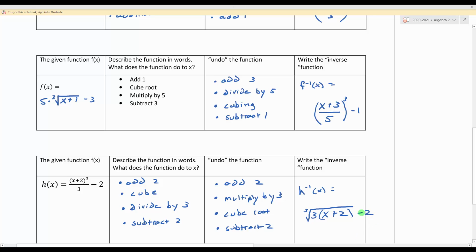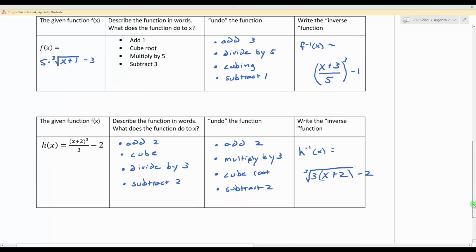There we go. All right, so just subtract a 2 on the end, making sure not to put it in the cube root. That would not go inside the cube root. You would cube root first, then subtract 2. So you want that minus 2 on the outside.